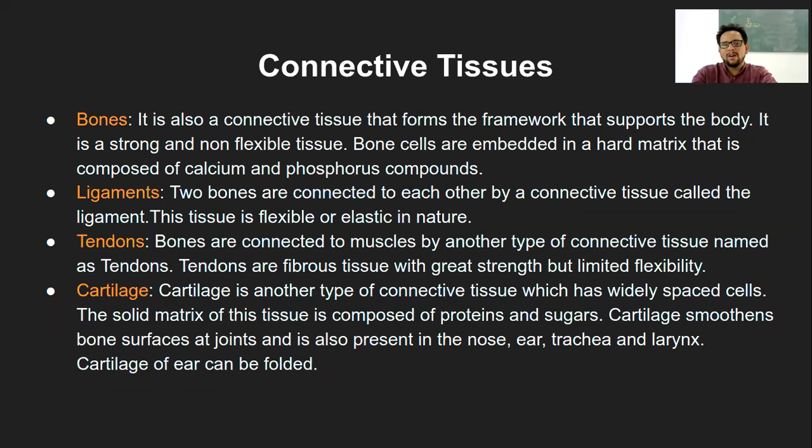It is a strong and non-flexible tissue, right? It is hard relatively compared to all other types of tissue. Bone cells are embedded in the hard matrix that is composed of calcium and phosphorus compounds. When we think of bone, we always think of it like wood, how a wood or a stick is. But bones are actually made up of cells, and they are suspended in a matrix of calcium and phosphorus.